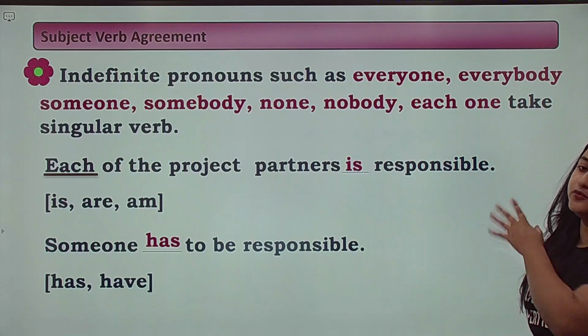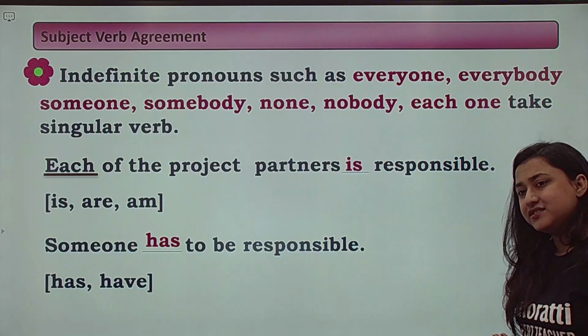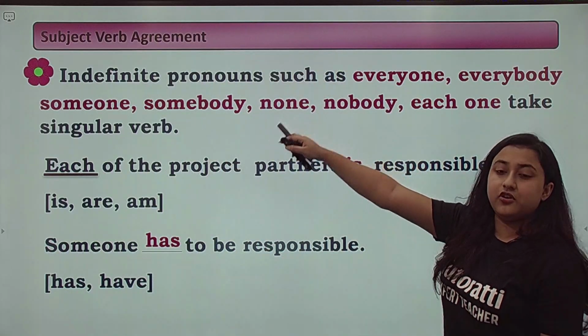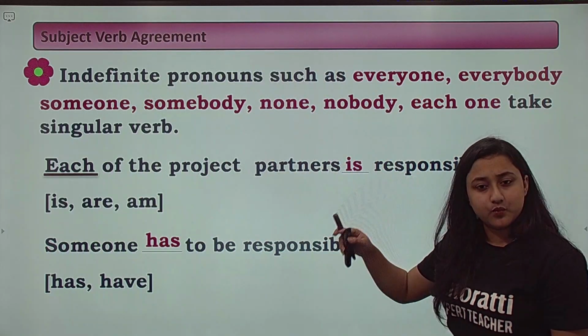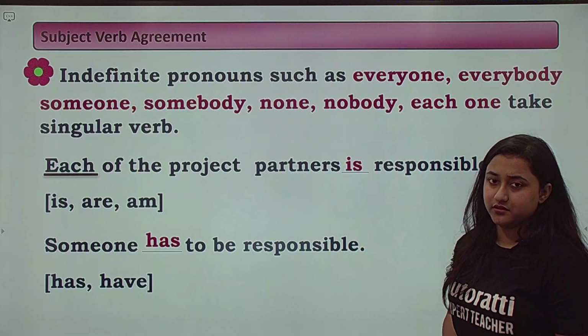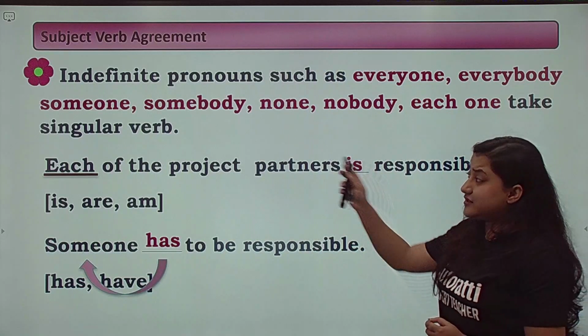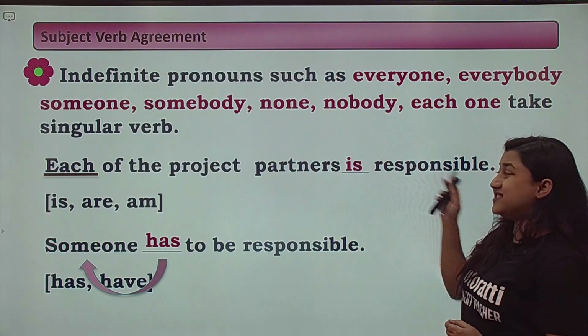Someone has to be responsible. Why "has"? Because someone, you have seen someone, it will always take a singular verb. Someone has to be responsible. Alright. So this rule, students, is very important, as in: each of the project partners are responsible.